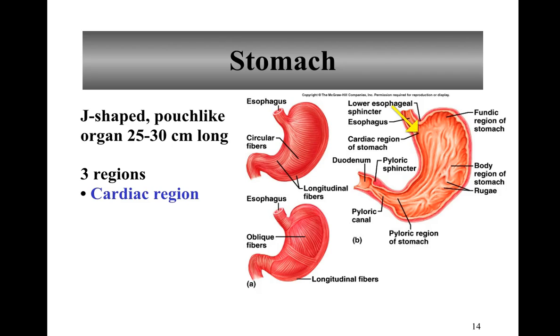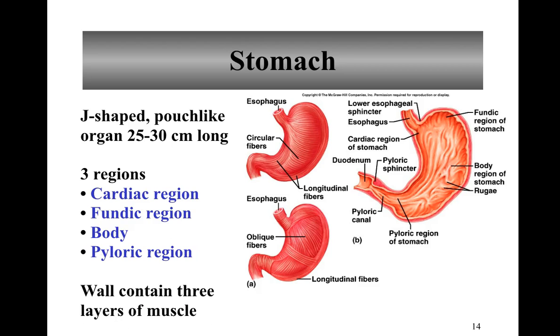The cardiac region, which is near the lower esophageal sphincter, or sometimes what we call the cardiac sphincter. The fundic region, which is kind of like the top of the stomach. The body, which is the main part of the stomach, and the pyloric region, which is where the stomach empties into the small intestine through the pyloric sphincter.